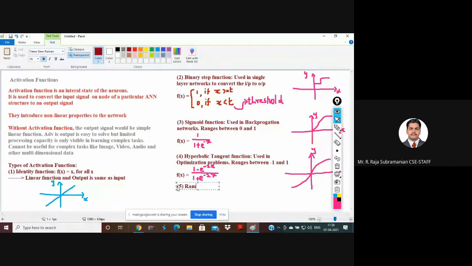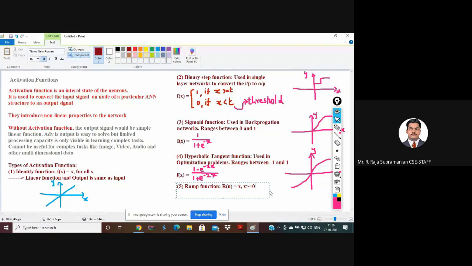Ramp function is popularly called as R of x function. That is, R of x will be equal to x provided x is greater than or equal to 0. So this is actually the function.